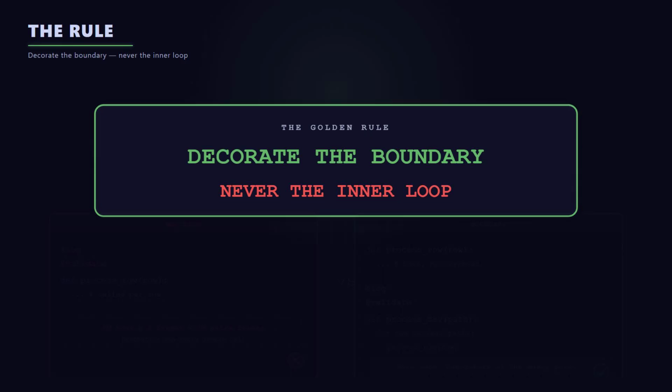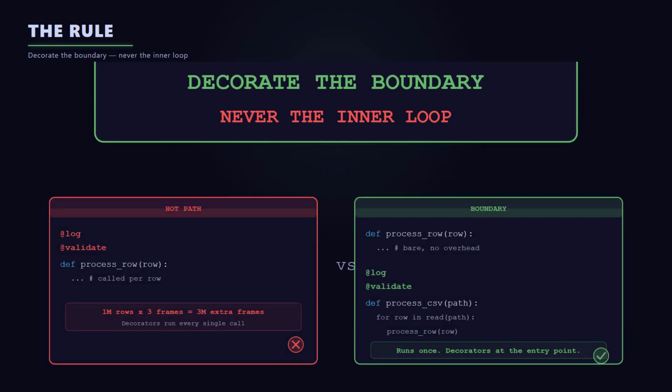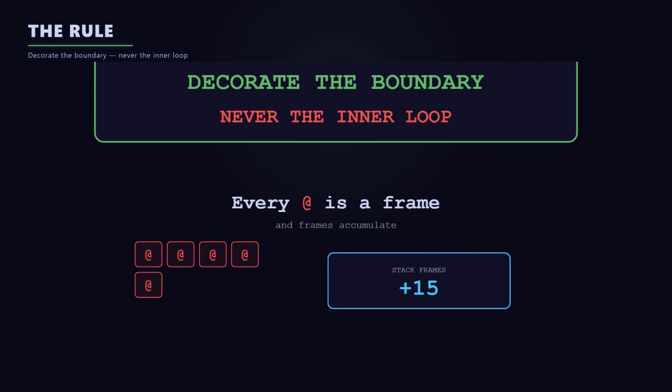If a function is called thousands of times per second, if it lives inside a critical loop, if it's part of recursion, the decorator comes out, logic goes direct. The decorator lives at the boundary, the entry point where the cost matters less, not inside the loop where it runs once per row, once per request, once per recursive call. Every @ is a frame, and frames accumulate.